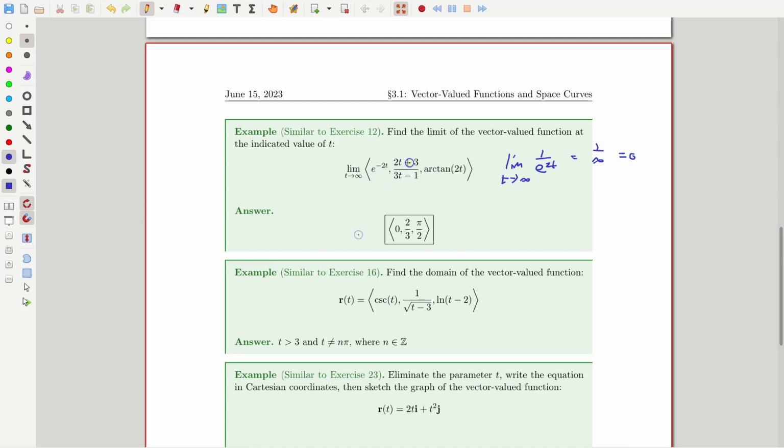as t goes to infinity, notice that this is a rational function, right? It's a polynomial divided by a polynomial. And you know that its end behavior is based around the degrees of the two polynomials. So the fact that these two polynomials have the same degree means that this limit, as t goes to infinity, is going to be the ratio of the leading coefficients, so 2 over 3.